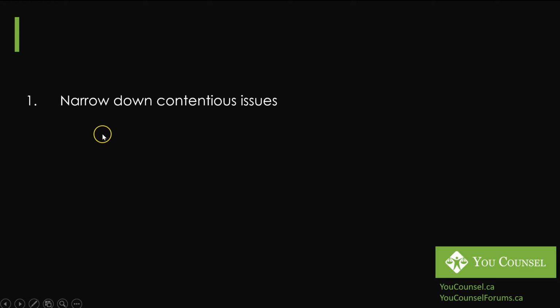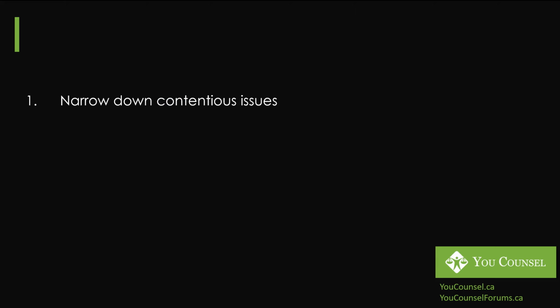And if you can filter out non-contentious issues, for example, if you have to determine the length of your service and it's not a contentious issue, why not make it a request to admit and have the other side admit to it? Because then that's one less fact that you have to prove to the court, and you are saving your own time, your own financial resources, and also judicial resources. So you can narrow down contentious issues.